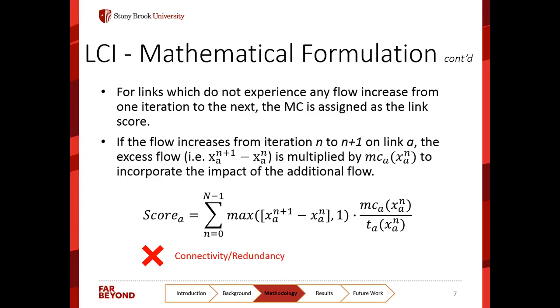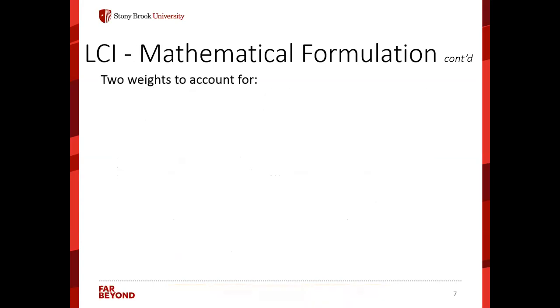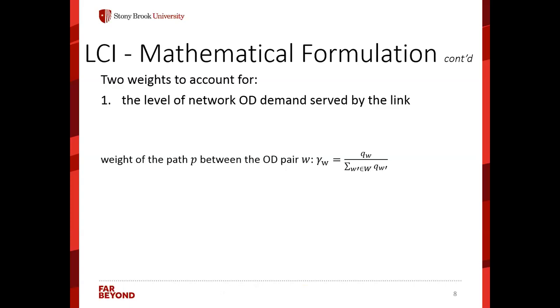But this is still not the LCI, because this equation has no component that incorporates connectivity or redundancy or network topology. So for this, we introduced two weights. One weight is for the demand level served by the link, and the way we do it is we calculate, for each link, how much of the total system network demand that this link serves.